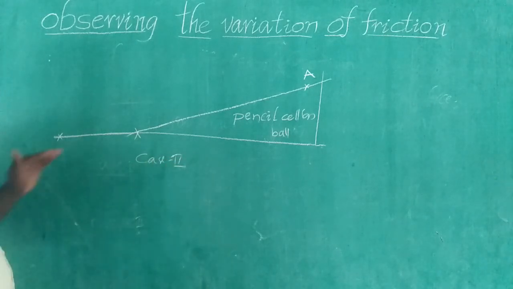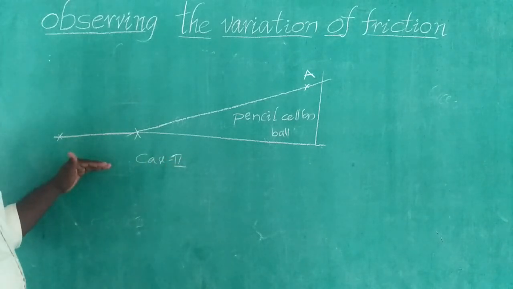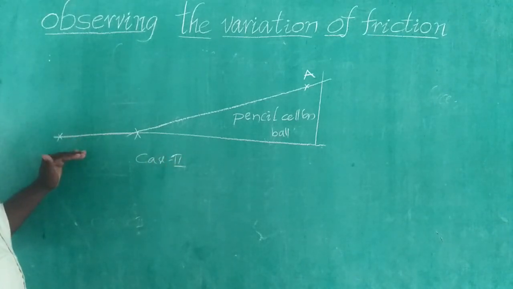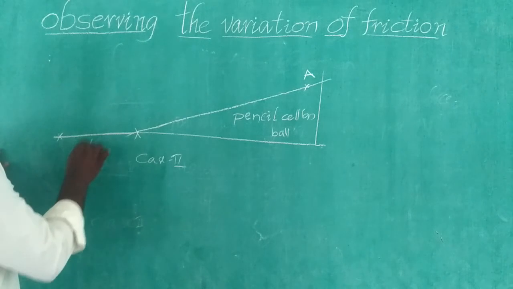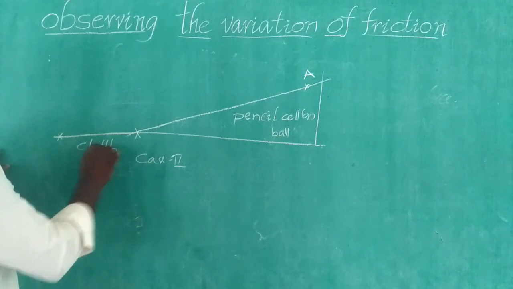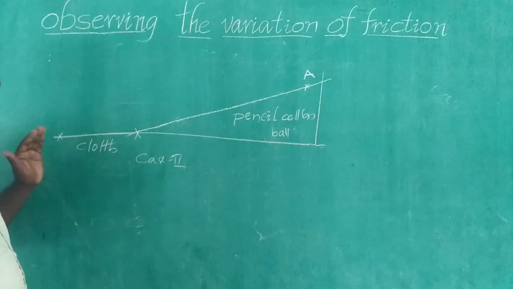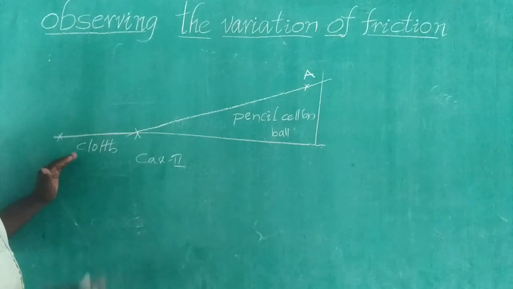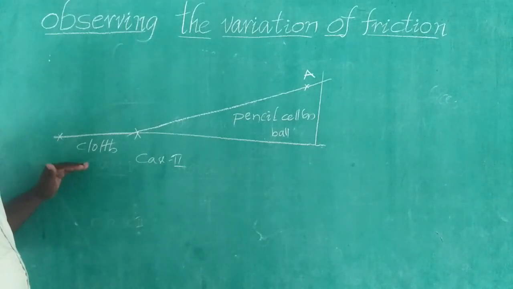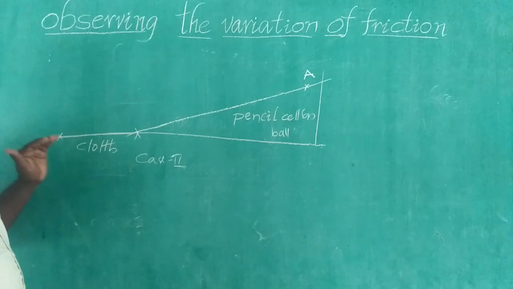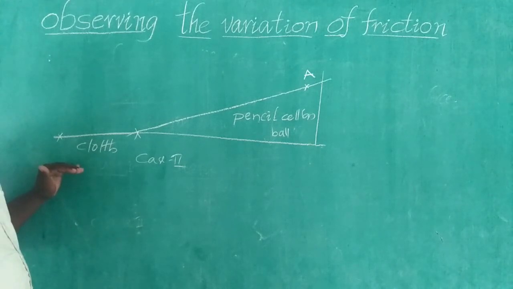Case 2. Now we take a cloth. This cloth is spread on the floor. We have to be careful and make sure that there is no wrinkle in this cloth.